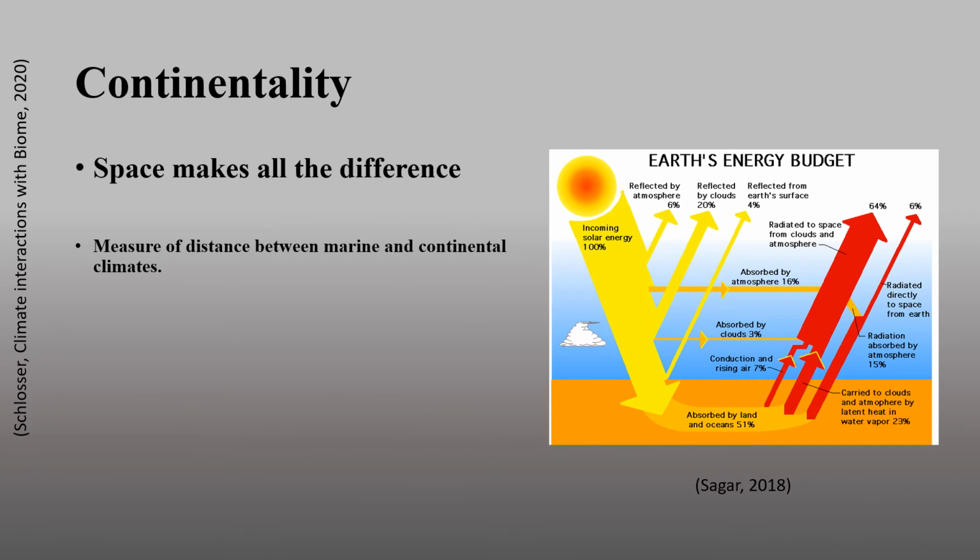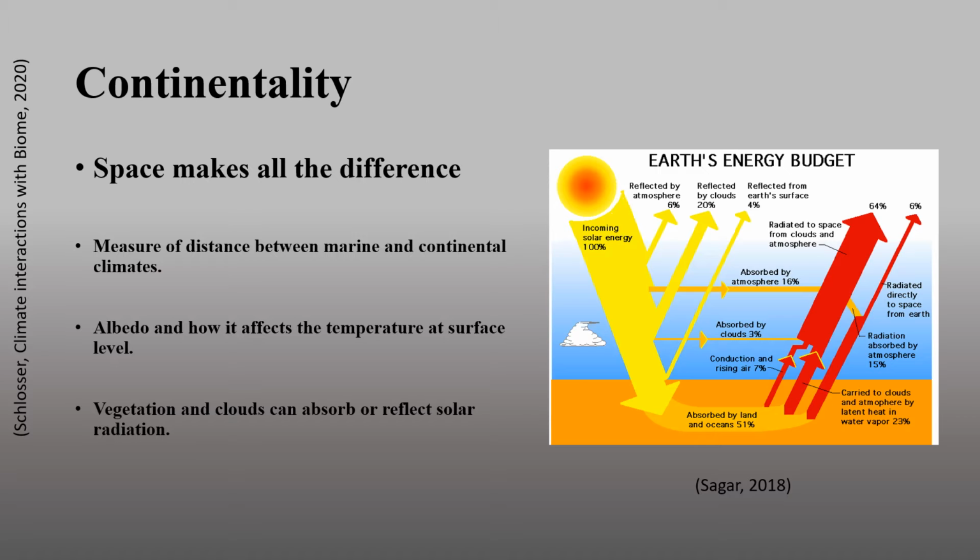Continentality can be described as the distance between marine and continental climates. For instance, the marine climate to the west of the Cascades has more precipitation, which causes more plants to grow there. Areas like the Palouse have less moisture and less plant cover, which increases Kamiak's albedo, or the amount of solar radiation that reflects off of its surface.